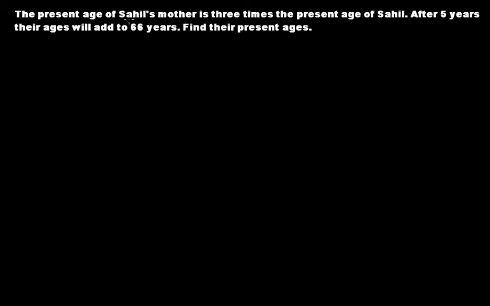The present age of Sahil's mother is 3 times the present age of Sahil. After 5 years, their ages will add to 66 years. Find their present ages. Let the present age of Sahil be x years. So if the present age of Sahil is x years, his mother's age is actually 3 times his present age.